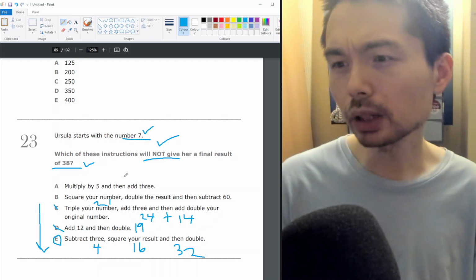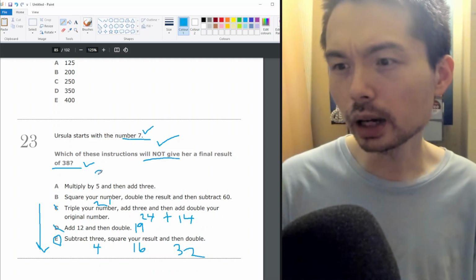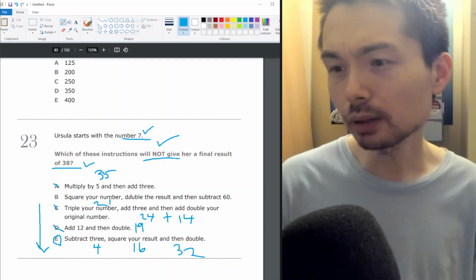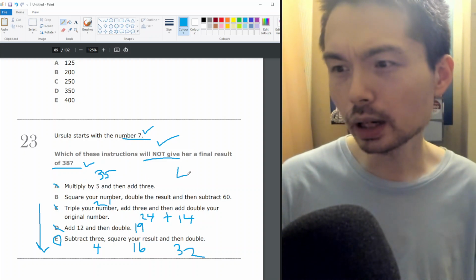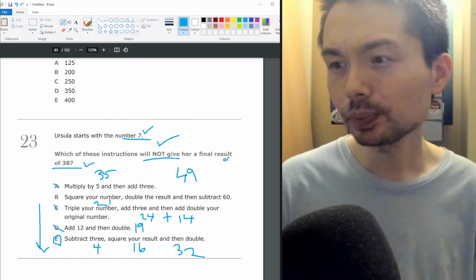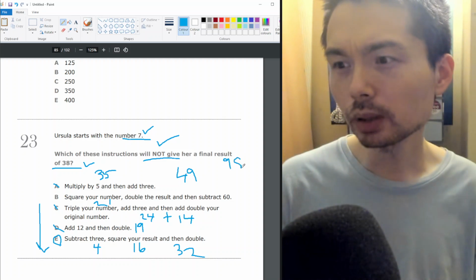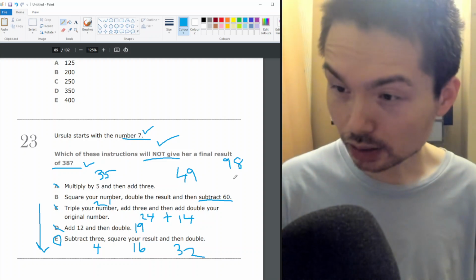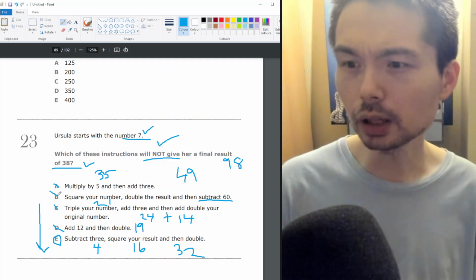Multiply by 5. 7 times 5 is 35. And then you add 3. That is 38. Square your number. Well, 7 times 7 is 49. Double the result, which is 98. And then subtract 60. That is 98 minus 60 is 38. So there we go. It would have been E anyway.